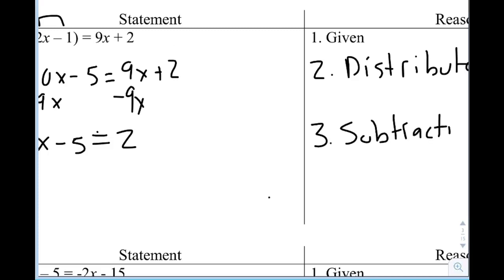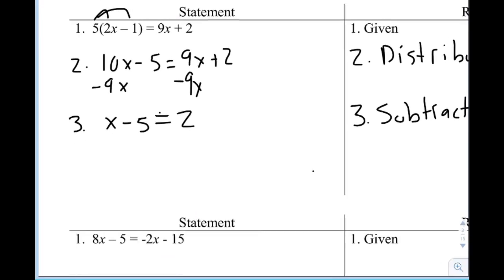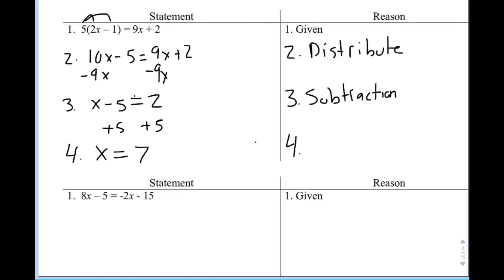The subtraction property says that we can do this. And then finally the last step is going to be adding 5. So I will add 5, and the result is my statement 4. X is equal to 5 plus 2 is 7. And that is addition.